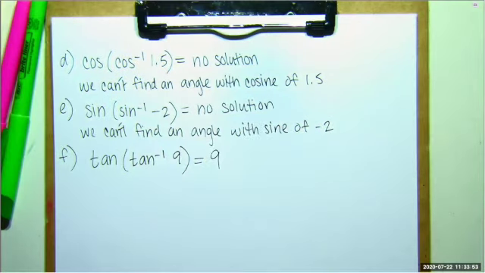This is equal to 9. Okay, so be careful here. Up here we had no solution, no solution. Here we got 9. So what's the difference?